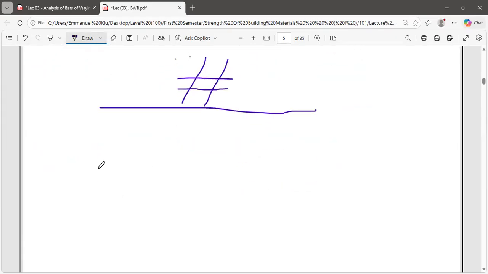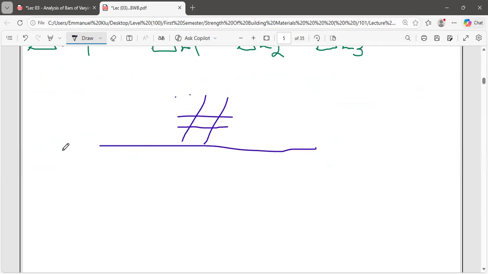We know that the change in length has so many formulas. But which one are we supposed to adopt in this case? First of all, we know that the strain is equal to the change in length over the original length.